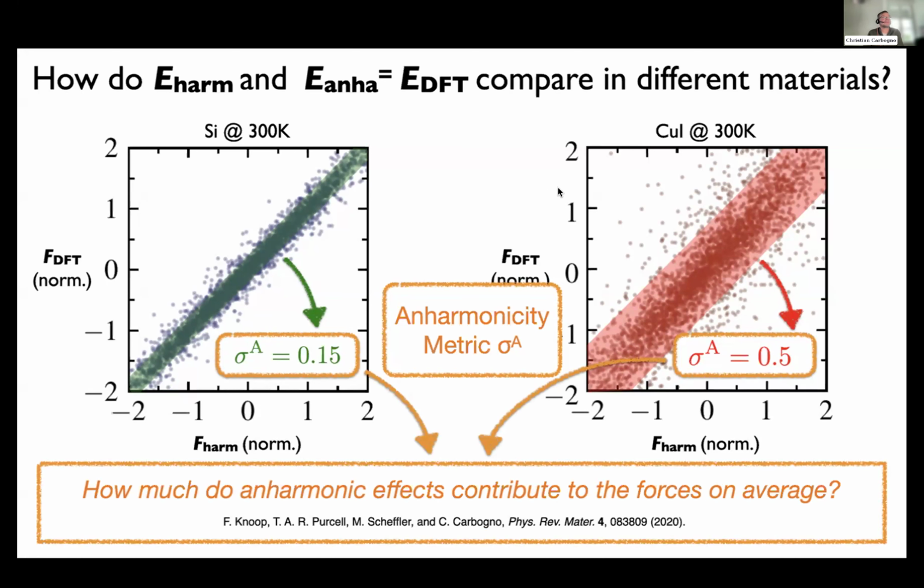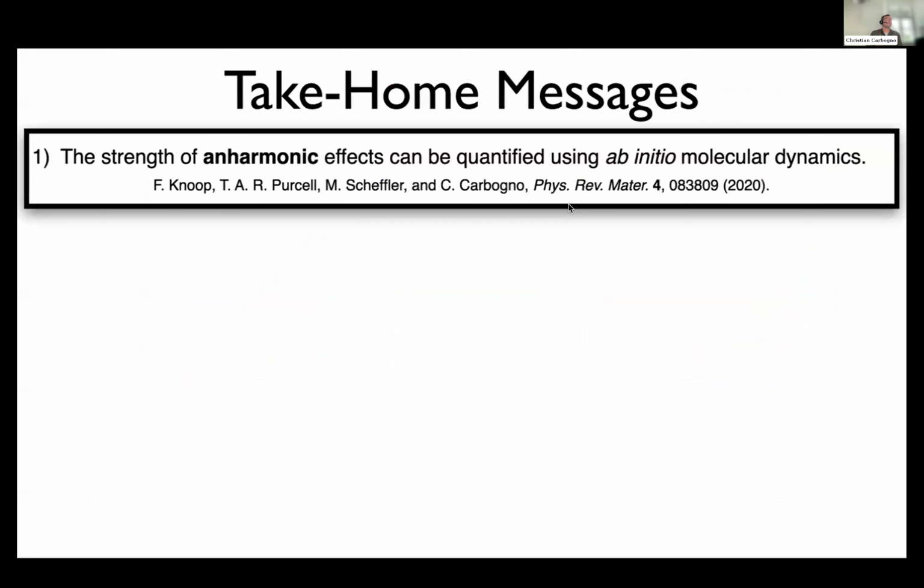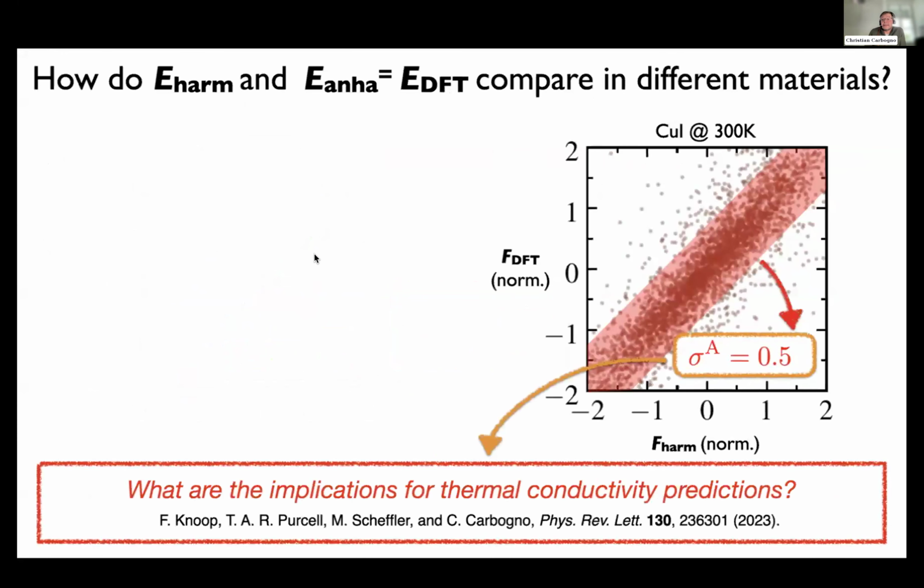Apologies. So, this leads me already to my first take-home message. If you are interested in quantifying the strength of anharmonic effects, use ab initio molecular dynamics to explore the phase space, and then you can use such a metric or similar concept to quantify how anharmonic this material is. Now, this brings us already to the next question. So if this system is so anharmonic, what are the implications for thermal conductivity predictions?